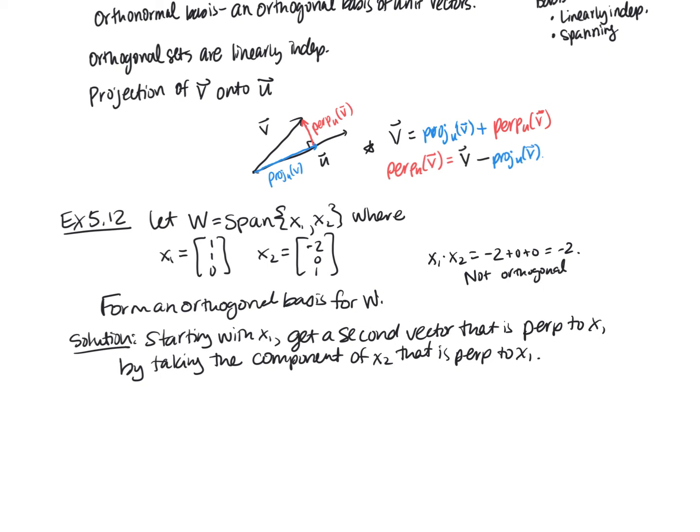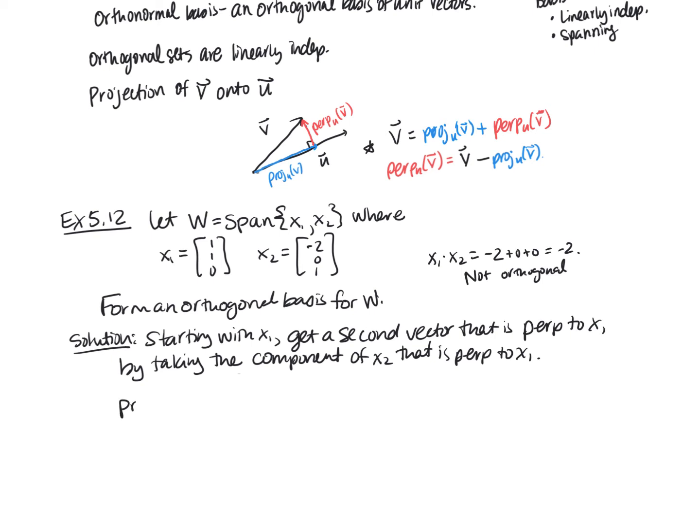And so let's go. We're going to let v1 be x1, which is just 1, 1, 0. And then we're going to find the projection onto v1 of the vector v2. I did that notation funny. Well, let me not introduce this new notation just yet. Let's go ahead and project x2 onto x1.